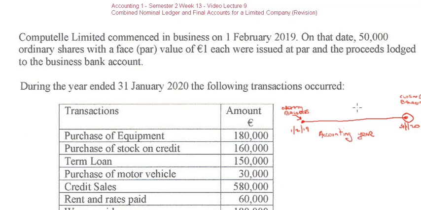Okay, and what we're also given, I suppose, is the transactions in this particular example. What occurred during this year? Based on those transactions, we're going to try and do our final accounts, which should show us what we're interested in, the profitability, liquidity, solvency, and so on.